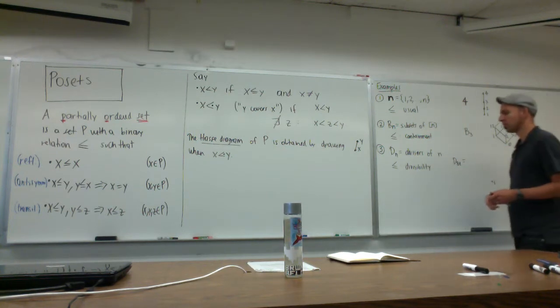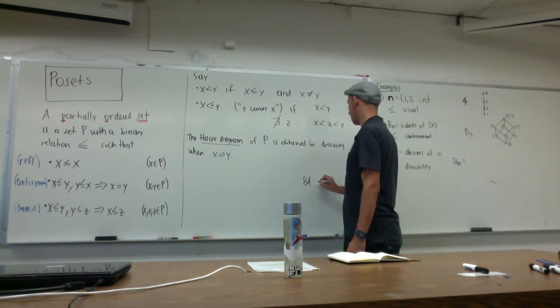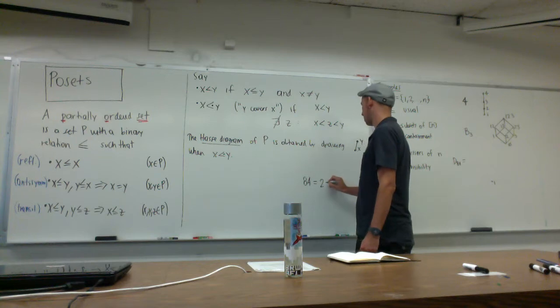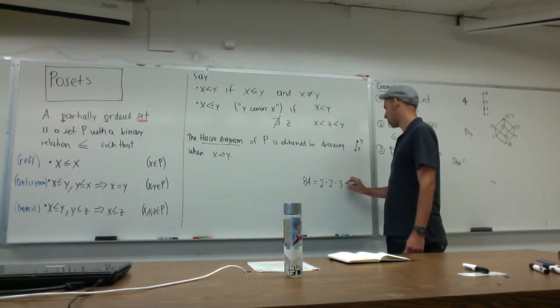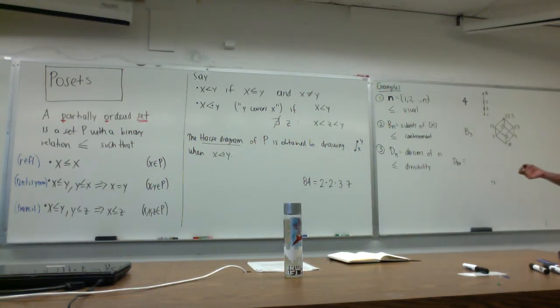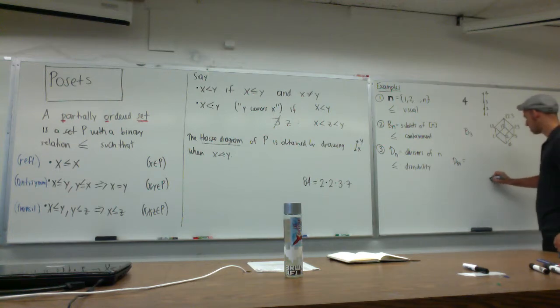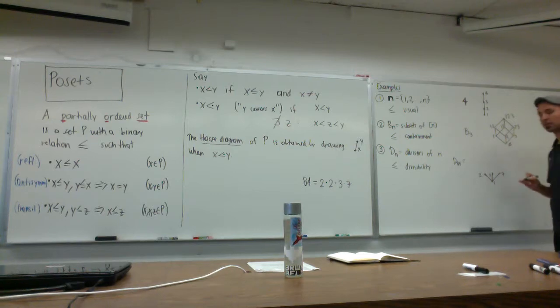Well, we should work out what 84 is. So 84 is 2 times 42. 42 is 2 times 21. 21 is 3 times 7. Right? And so the primes that divide 84 are 2, 3, and 7. Okay? Okay, who else divides 84?